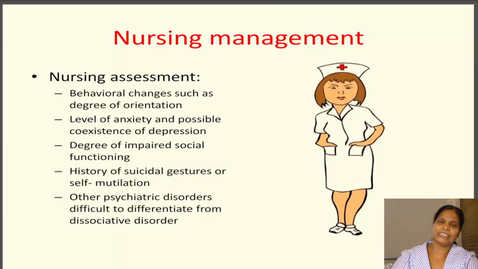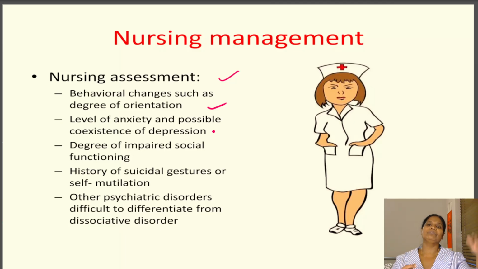So coming to the nursing management part of it, first comes nursing assessment. We need to assess for behavioral changes such as degree of orientation in the person. Why? Because in dissociative identity disorder, we said that the person loses identity. In dissociative fugue, because he loses his identity, he just moves away from that place and goes somewhere, creates a new identity. So we need to have an idea of the degree of orientation. We need to do a complete mental status examination for that person.